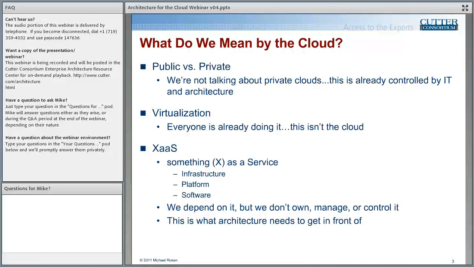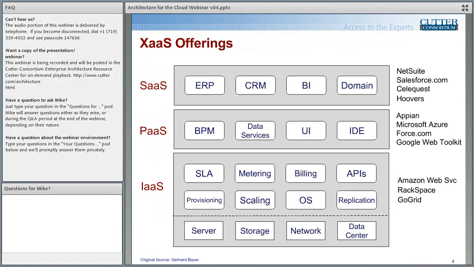So what I've called X as a service, whether it's infrastructure as a service, platform as a service, or software as a service. These are things that our business is going to depend on, but that we don't own or manage or control. And so we need to get in front of these things as architects to make sure that services we bring into our enterprise add value instead of adding complexity or complications.